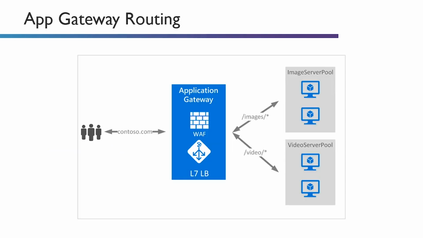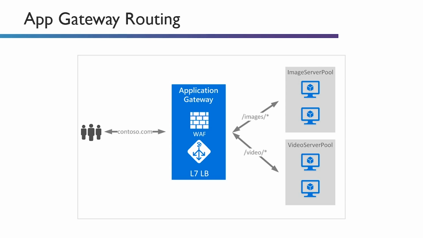Now let's talk about URL-based routing, and this really should explain it to you. If you've got a user coming in, let's say Contoso.com as the example here from Microsoft, they hit the app gateway, we've got that web application firewall, so we've got additional security there as well, but we're hitting that layer 7 load balancer once we've passed all the security checks.